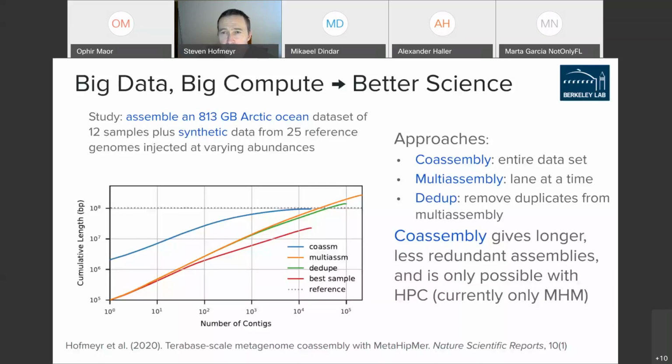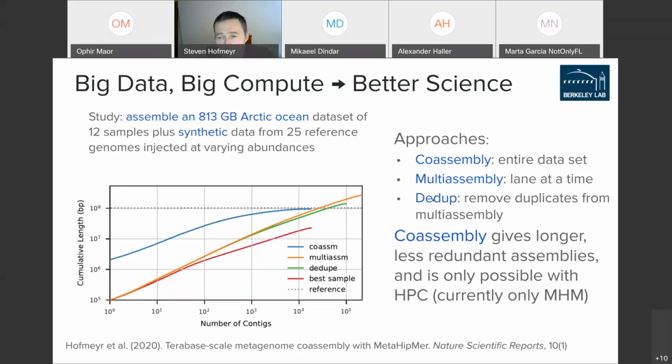And here I'm showing you just a snippet out of a study that we published recently in Nature Scientific Reports. But basically what we're doing is we're comparing a couple of different approaches to assembling a metagenome. The approach that used to be used for these very large data sets with the existing assembly tools is something called multi-assembly. So basically you take your large data sample and you split it up into lanes or different subsamples, and you assemble each one separately, and then you somehow combine them. You concatenate them, and then maybe you deduplicate to try and remove duplicates.